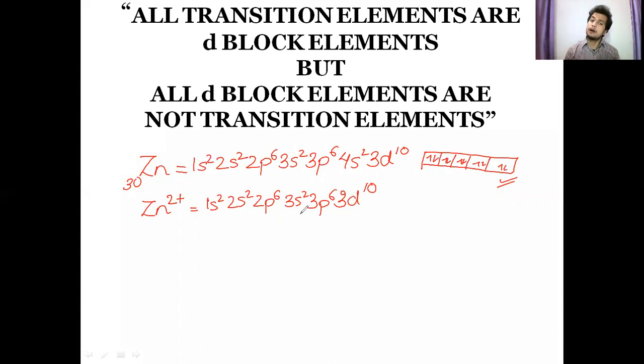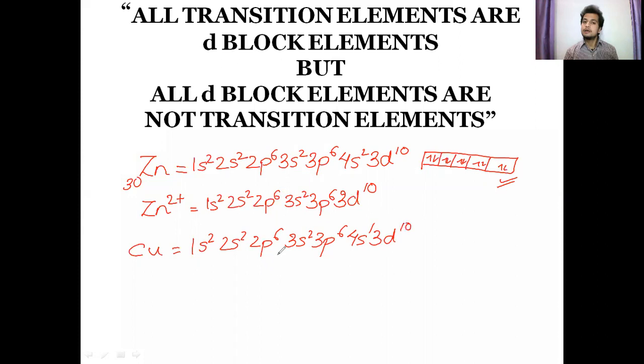Let me take one example of a d block element that is also a transition element, like copper. Copper has a configuration of 1s2, 2s2, 2p6, 3s2, 3p6, 4s1, 3d10. It has an exceptional configuration. Remember that. Now, copper in its ground state, in its normal state, has 3d10, so it will be the same like this. So it will have a completely filled d subshell.